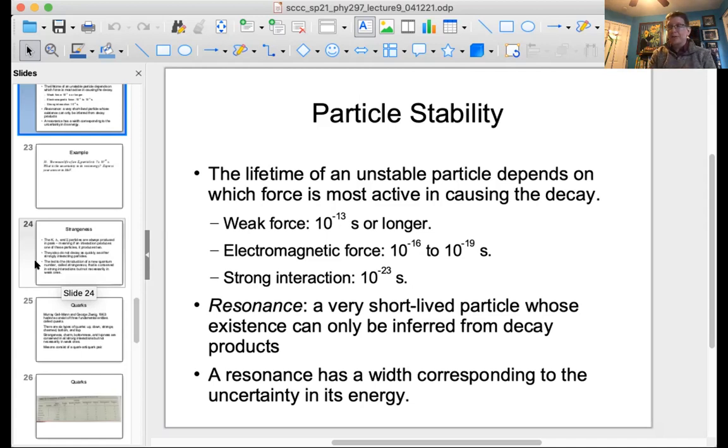Now, sometimes the particle exists for such a short period of time that you can only infer its existence from the decay products. We don't actually have the means of observing it. We can't resolve the time to a level of precision to observe it directly. These types of particles are called resonances. The resonance has a width corresponding to the uncertainty in its energy, and so the width meaning delta T. Remember from Heisenberg's uncertainty principle, delta E delta T is equal to or greater than H bar. So there is a physical limit to the time that's observable, and if the particle's lifetime is less than that delta T, then we're not going to observe it.